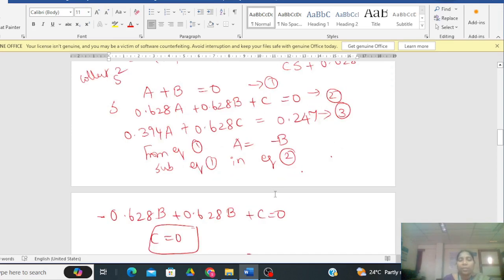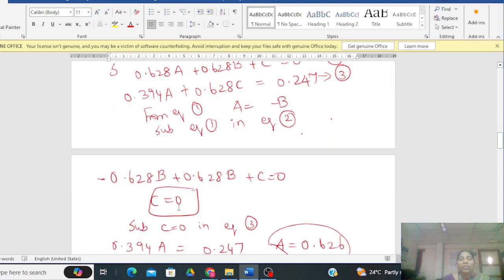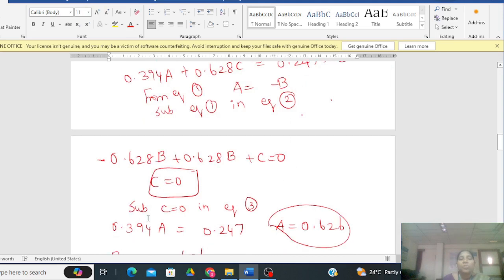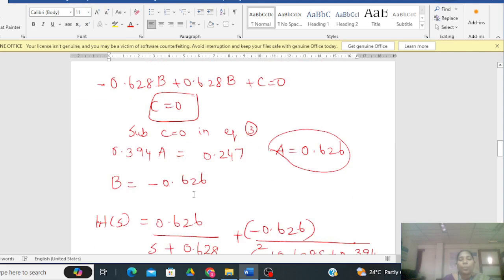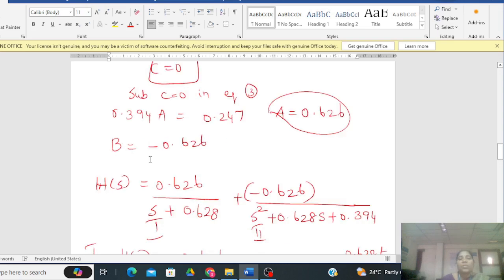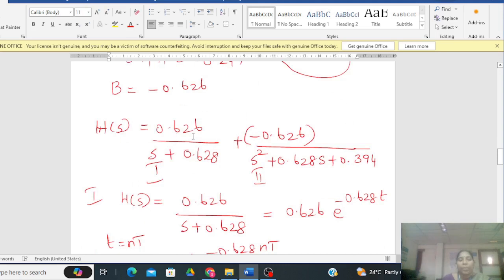B. Then when you substitute equation 1 in equation 2, you will be getting C equal to 0. And when you substitute C equal to 0 in equation 3, you will be getting B equal to minus 0.626 and A equal to 0.626. So after substituting the A, B and C values in this equation, we will be getting H of s as 0.626 divided by s plus 0.628 minus 0.626 divided by s square plus 0.628s plus 0.394.